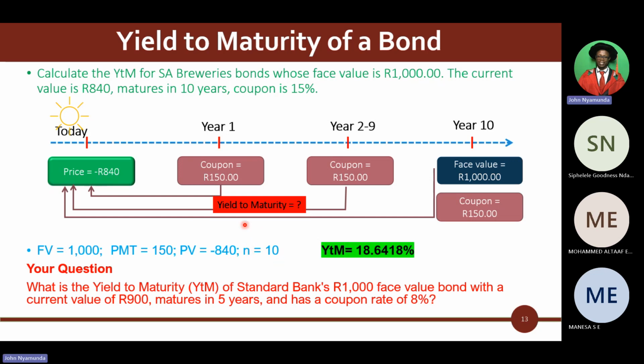Then you say, go fetch me the I. The I will be your yield to maturity. If you do this, your I will be 18.6418. Your question is this one in red.